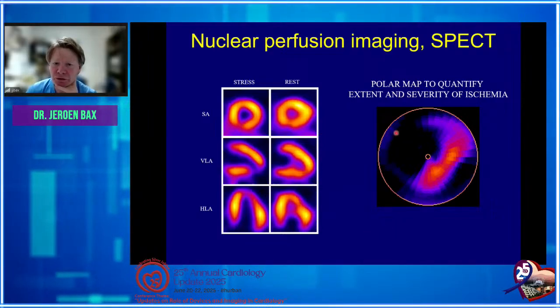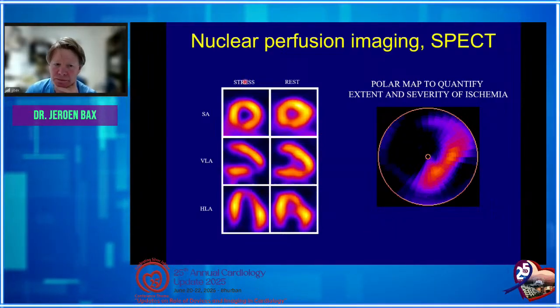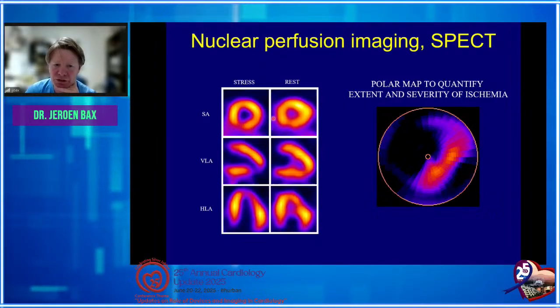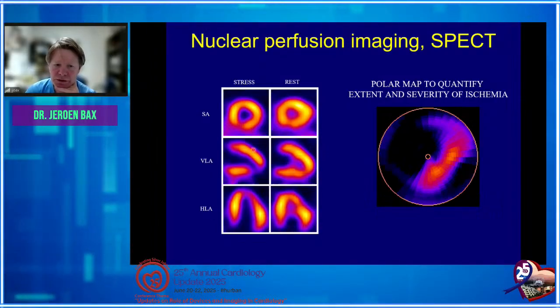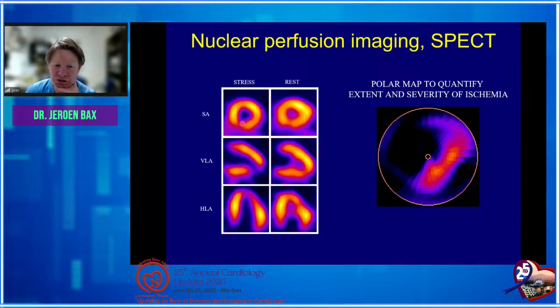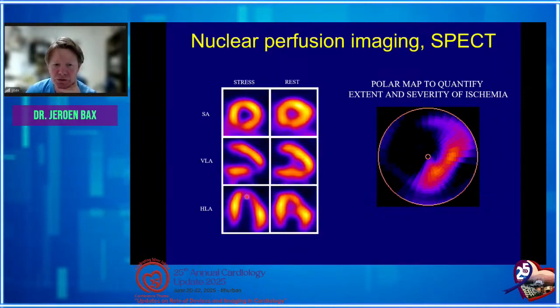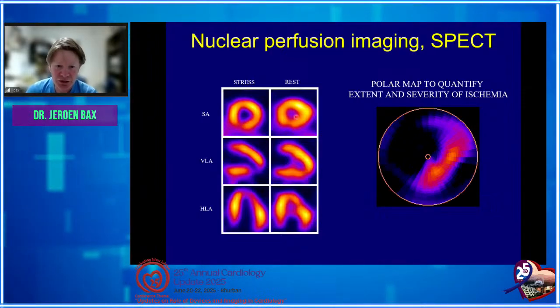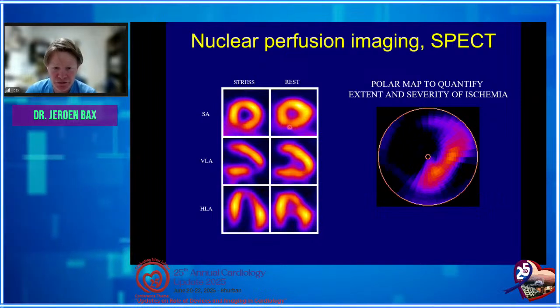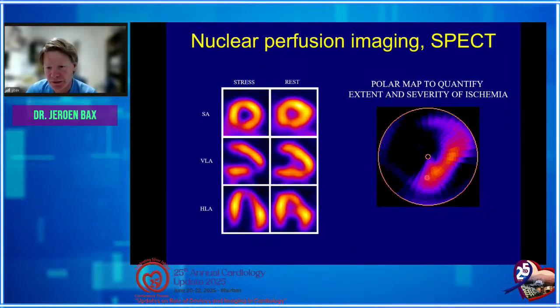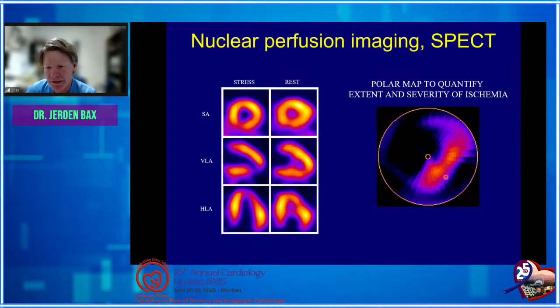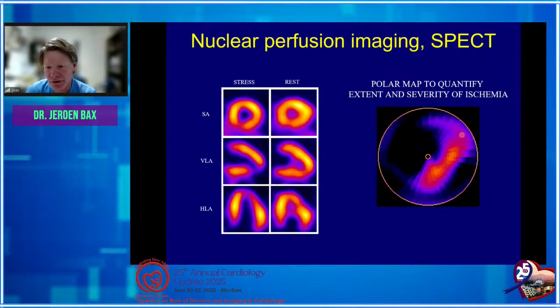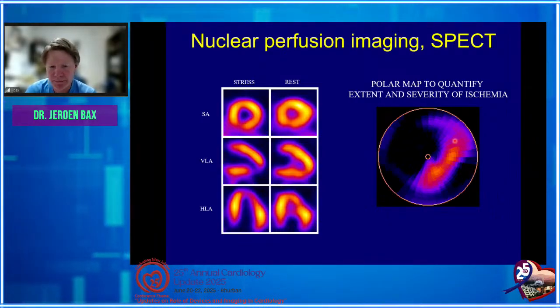We can do the nuclear test, as you see here. This is the stress situation. This is the resting situation. Here is a perfusion defect at stress. Here it is also. There it is also. If I do now the resting situation, you see that the perfusion defect almost disappears. And then you can quantify the extent of the left ventricle that has ischemia.